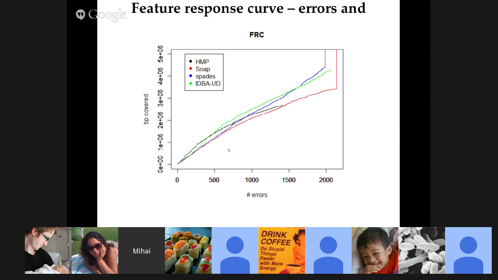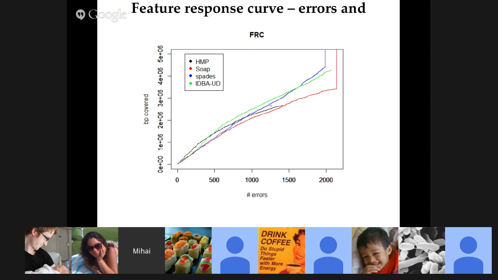There's a nice plot from Bud Mishra's lab called the feature response curve that combines both contiguity, which we talked about before in terms of how big the contigs are, and also the number of errors. On the y-axis you have the total size of the assembly being reconstructed. On the x-axis, how many errors the assembly contains of the types of errors that I just showed you. And then you can choose which assembly is better.